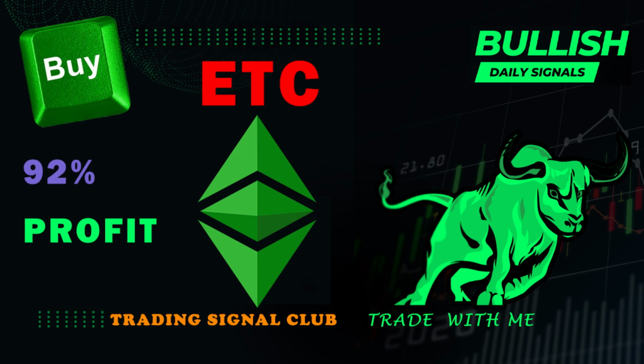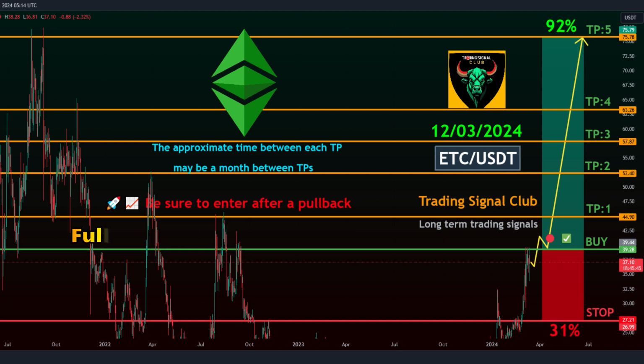USDT overview. Trading style: spot. Time frame: midterm. Margin mode: isolated. Signal type: swing trade. Target time frame: approximately 1 month between take profits. We recommend entering after a pullback.